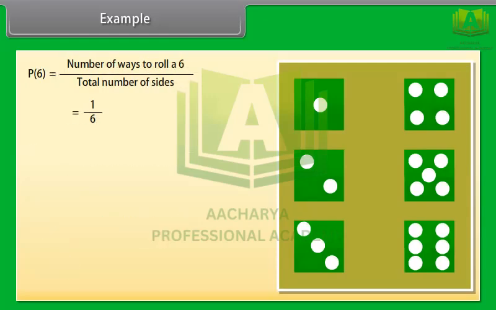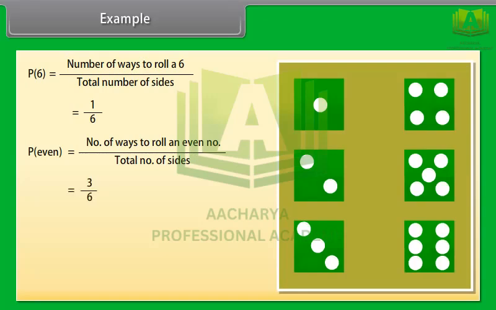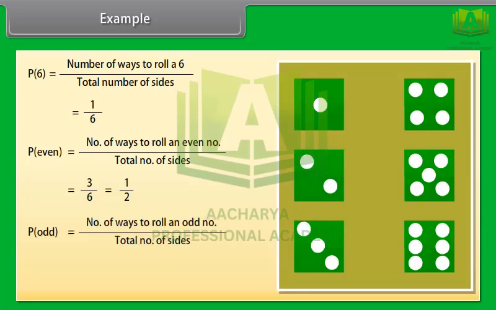Now we can see that the ways to roll even numbers is 3. We can find the probability as P(even) is equal to number of ways to roll an even number upon total number of sides, which is equal to 3 upon 6, which is 1 upon 2. And ways to roll an odd number is 3. So the probability P(odd) is equal to number of ways to roll an odd number upon total number of sides, which is equal to 3 upon 6, which is 1 upon 2.